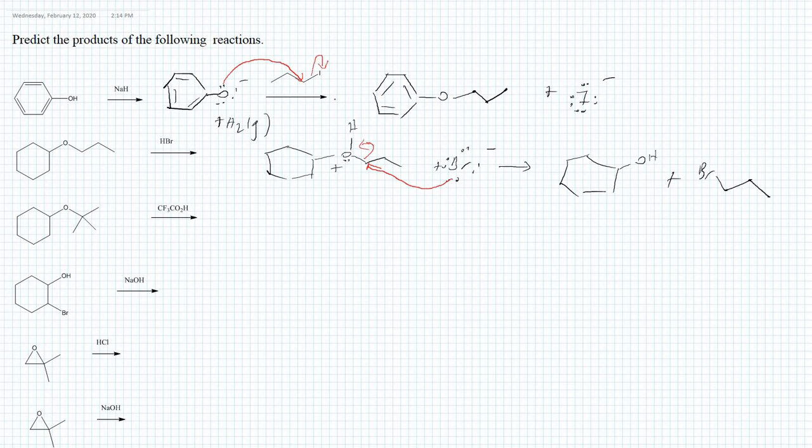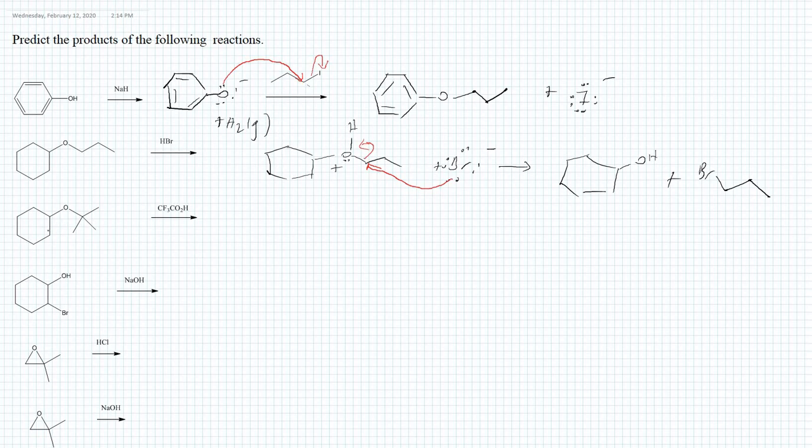Basically, when we heat or react ethers with strong acids, the cleavage reaction is going to result in an alcohol and a halide, and the substitution reaction will take place at the primary carbon. Let's move to the next part.